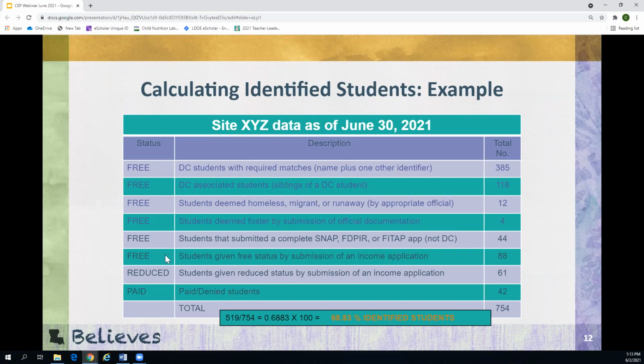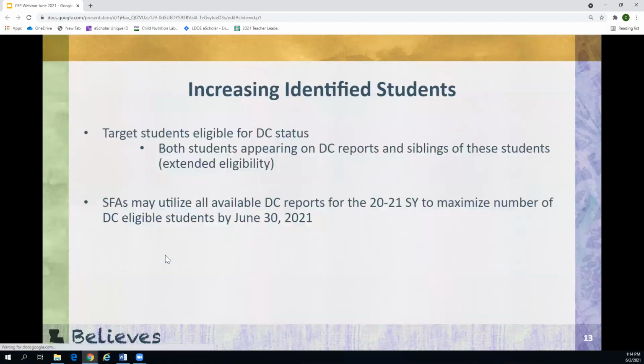519 identified students. So you would not count the children that listed that they were SNAP, FDPIR, or FITAP on an application. You would not include your children that were identified free on an application. You would not identify the kids that were identified as reduced on an application, and you would not include their paid students. So from there, you would have 519 identified students out of your enrollment of 754, which here would give you 68.83% of your kids as being identified students.